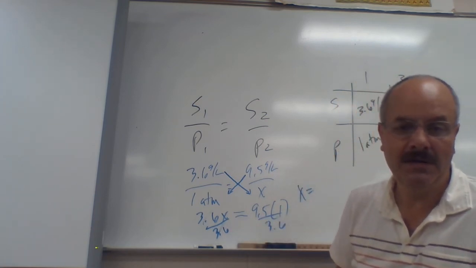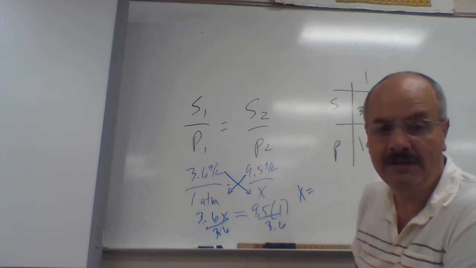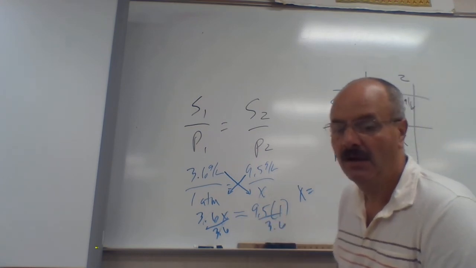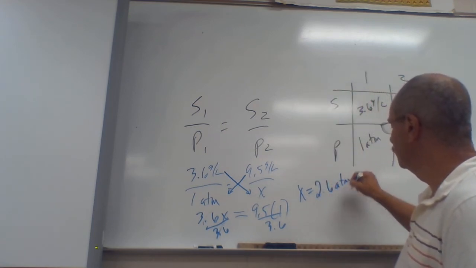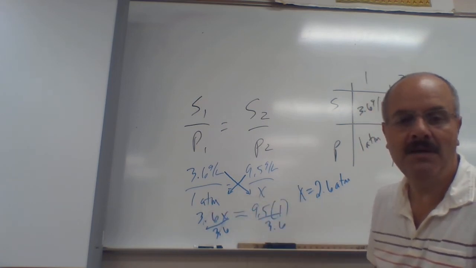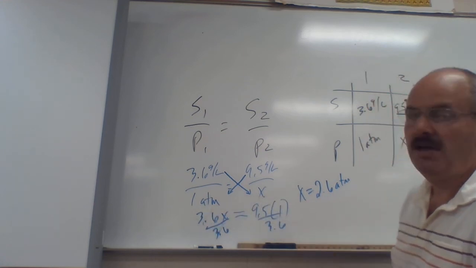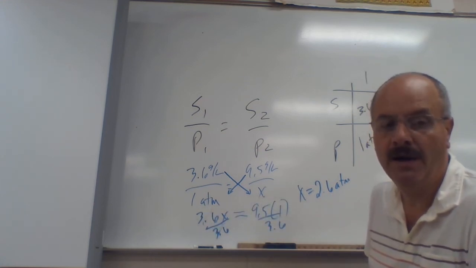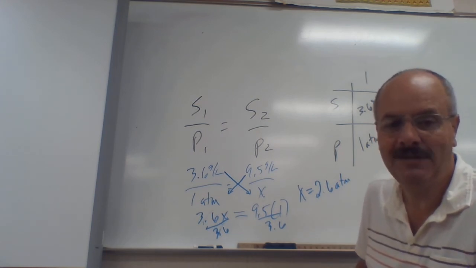So now you can use the calculator that's on your computer and take 9.5 times 1, which is really 9.5, divide that by 3.6, and you are going to get an answer of 2.6 ATMs. All right, ATMs, that was our pressure. That's what we were trying to find out. Now, does that mean the pressure went up? Well, the pressure was 1 ATM. It changed to 2.6. Is that bigger? Yeah. So the pressure did go up. It's greater now. We have a 2.6 ATM pressure.